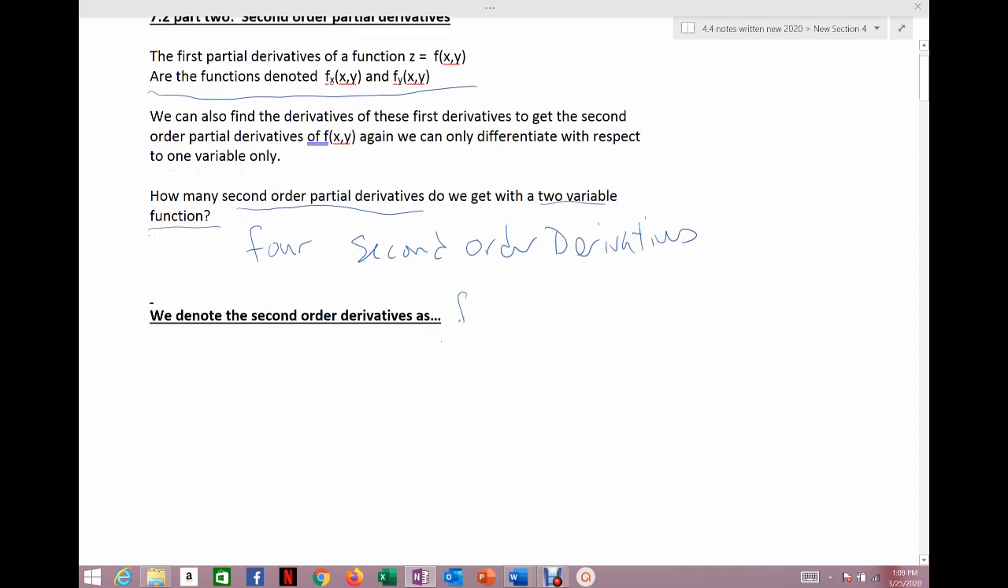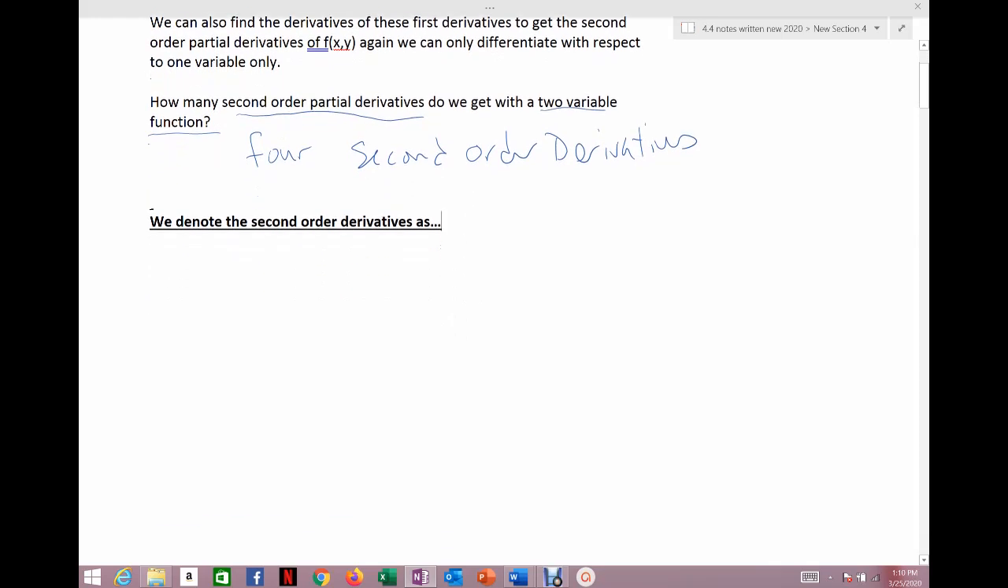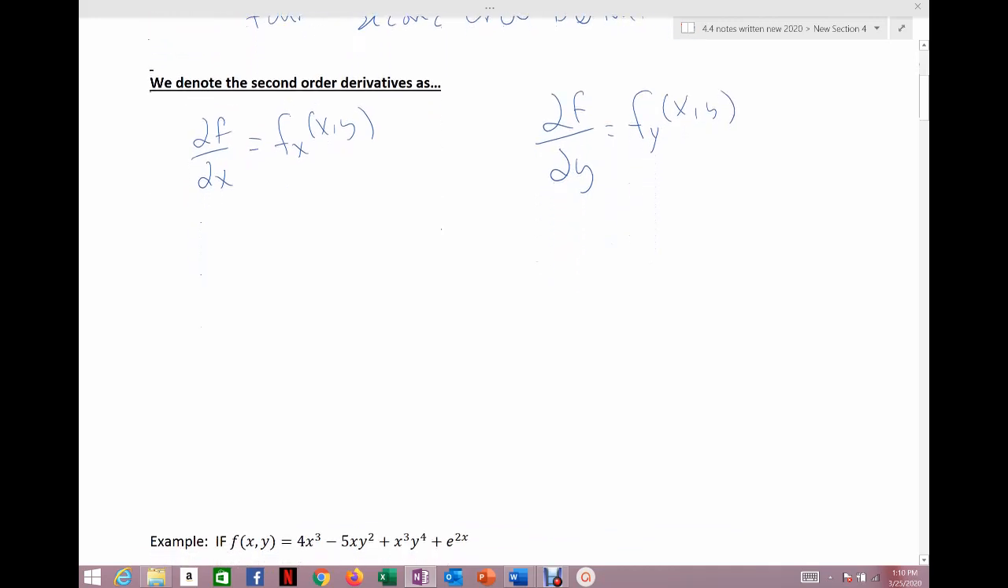Alright, so remember the first derivative, the notation for the first derivative, I'll write that down. So the first derivative was the change in my function. I'll do function instead of z. Change in my function with respect to x was f sub x of my xy expression. My second derivative, or first derivative with respect to y, was again change in my function over change in y, f sub y of the function xy. Alright, so what we do is we take a derivative of each of those. Right? So the second derivative.